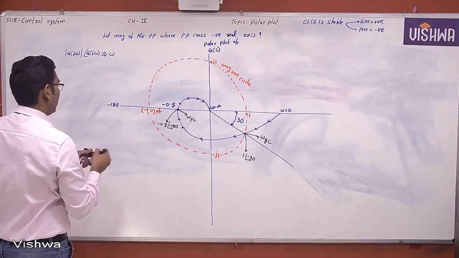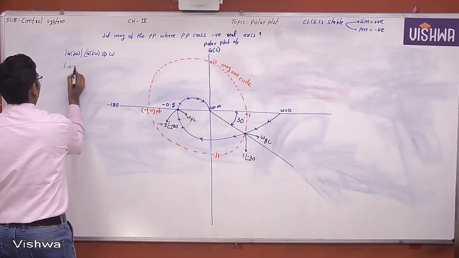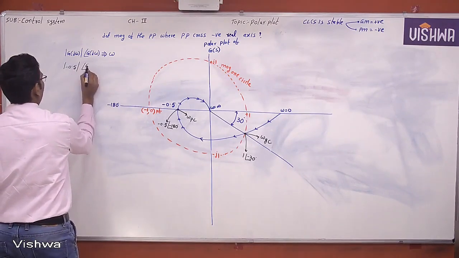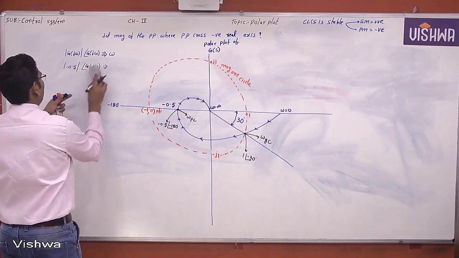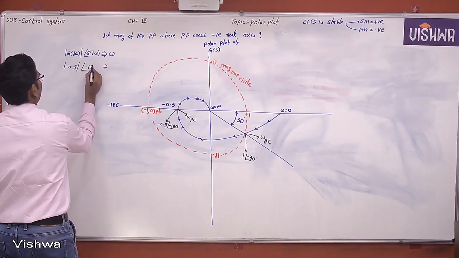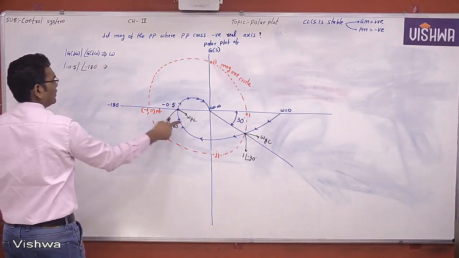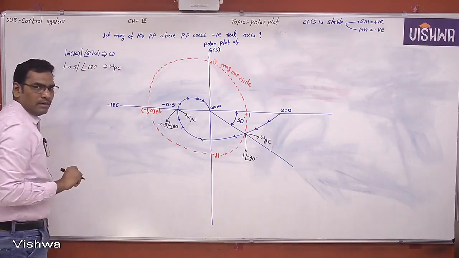Now, what is the magnitude? The magnitude is nothing but 0.5. The phase angle, the angle of G of j omega at some particular frequency. What is the phase angle? The phase angle is minus 180 degrees. When the phase angle is minus 180 degrees, this particular frequency is called the phase crossover frequency.